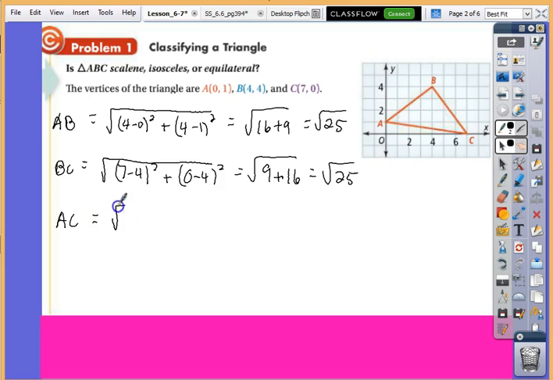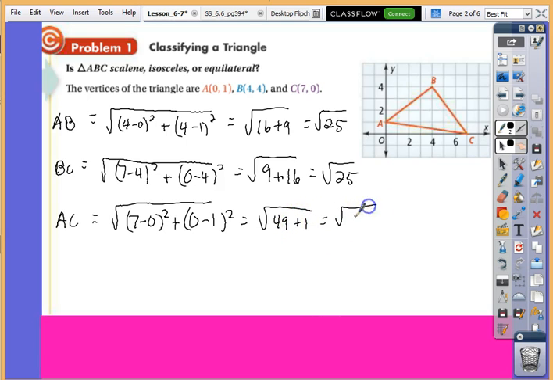And then finally, finding the length of AC, I'm going to do 7 minus 0 squared plus 0 minus 1 squared. And that's going to give me the square root of 7 minus 0 is 7 squared is 49. -1 squared is 1. So that's the square root of 50. So two of the three sides are the same length. What type of triangle do you think that is? It's an isosceles triangle. Everybody okay with that? Good.